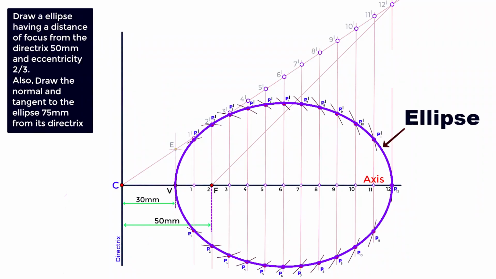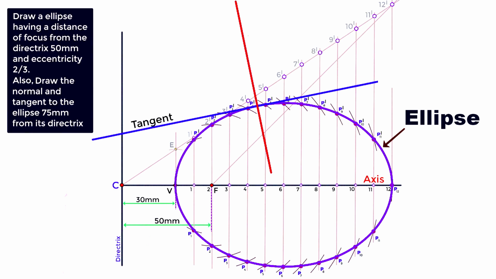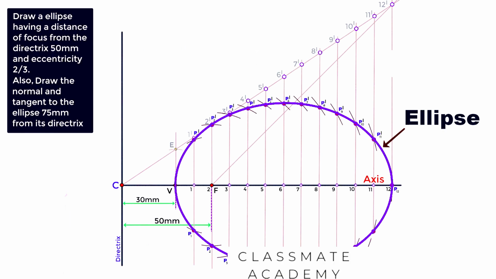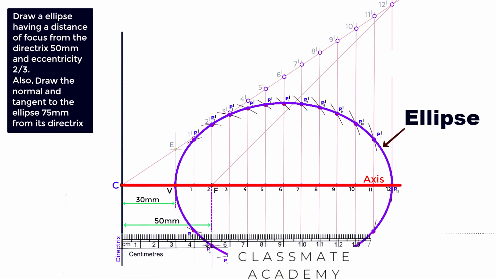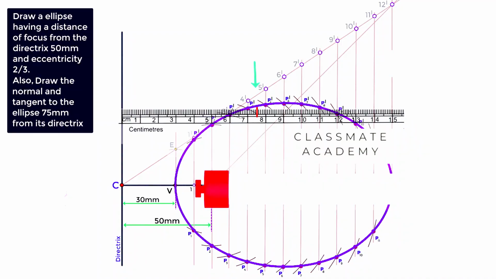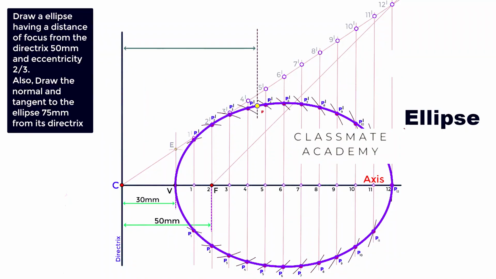Next, we need to mark a tangent and a normal at a point 75 mm from the directrix. To do so, we need to mark a point on an ellipse, which is 75 mm away from the directrix. By using a roller scale, taking this horizontal line as a reference, we can see that this distance is 75 mm. Make sure that the zero of the roller scale is at the directrix. Now move the roller scale up and see where the 75 mm is coming on the curve. We can see the 75 mm is coming at this point. Mark this point as P. The distance of this point on a curve is 75 mm from the directrix.